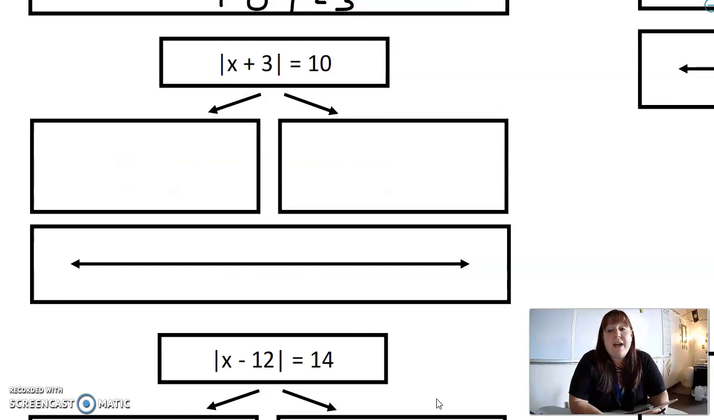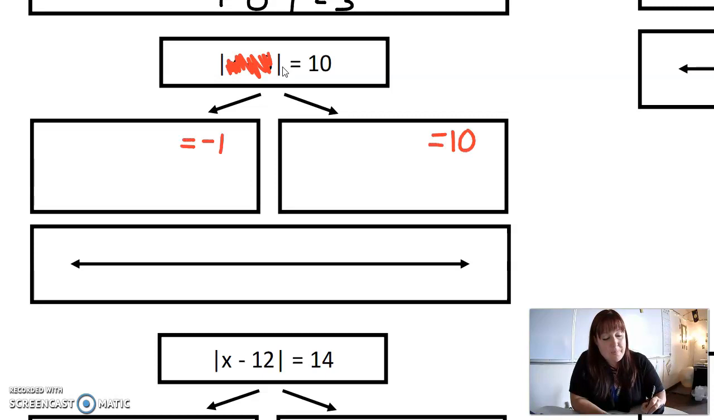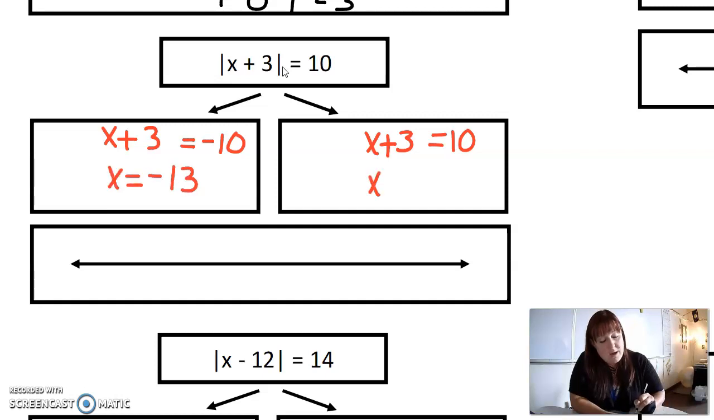All right, so the absolute value of x plus 3 equals 10. So again, if I covered all of this up and I didn't know what was inside of there, what does it have to equal? Well, it either has to equal +10, right? Or it has to equal -10. Whatever is inside of there has to equal either +10 or -10, so that when I take the absolute value of it, it's going to equal 10. So I have x plus 3 equals -10. I also have x plus 3 equals +10. I can solve that by subtracting 3 from both sides, and I get x equals -13 or x equals 7.